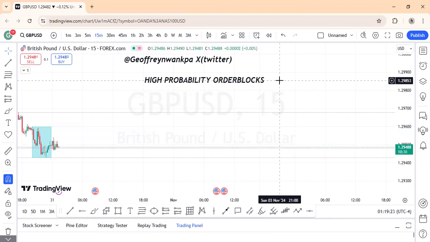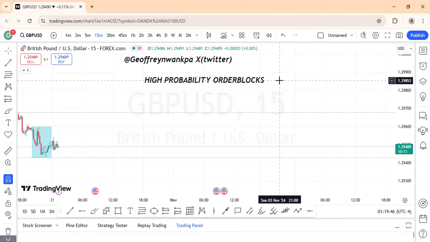All right, so let's talk about high probability order blocks. How do you select high probability order blocks? How do you choose high probability order blocks? This is a very, very important topic and something that you ought to know, because one of the most important things that you can do as a trader is being able to filter your entries, choose the ones that have more odds of panning out.